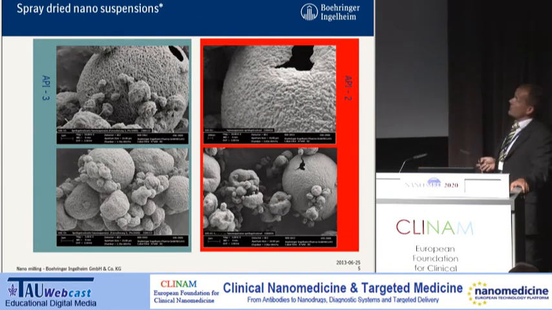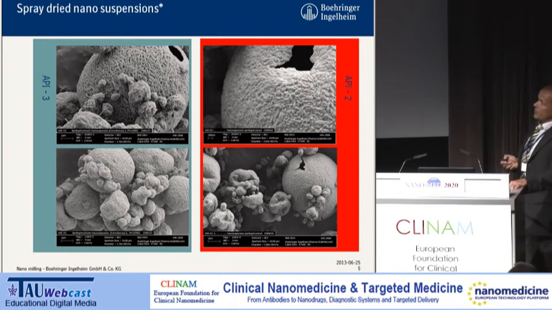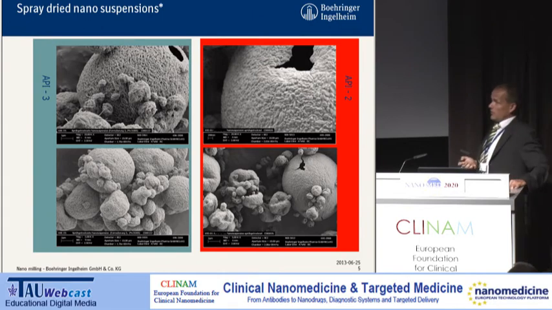Again, some SEM images showing examples of this. Here you see the typical structure of spray-dried particles, which are fairly large, in the range of some tens of micrometers. But you can still see the nanoparticles embedded in the matrix polymers that are typically used for such a process.